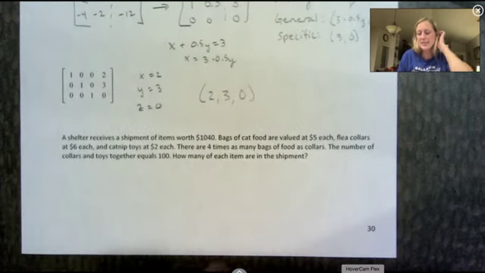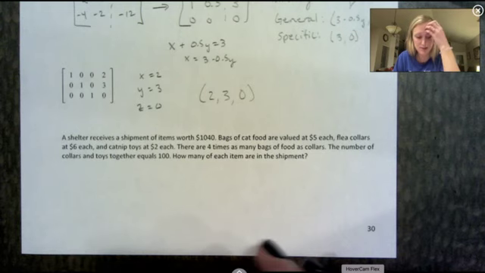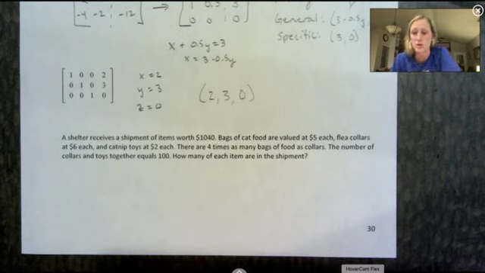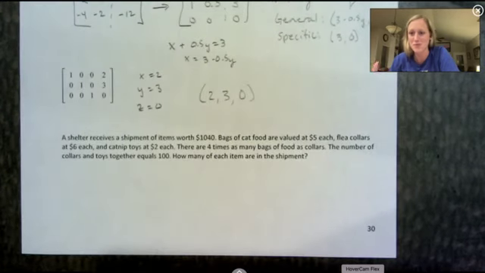Okay, last example for this video, we are going to write a system of equations and then a matrix and solve using row reduced echelon form. There we go. Okay, so let's read this and then determine what our variables are going to be so that we can write our system.